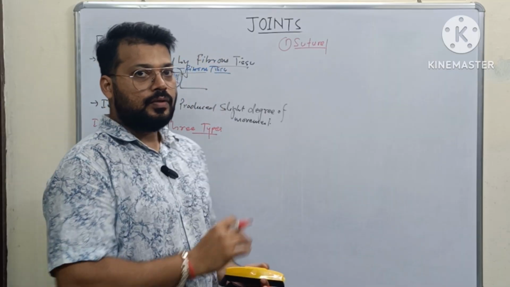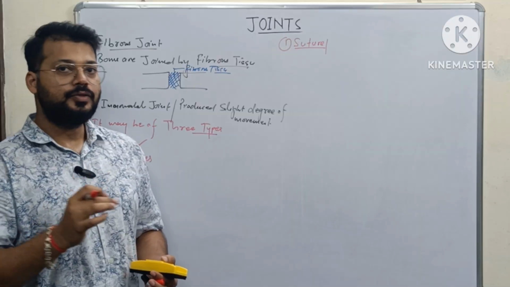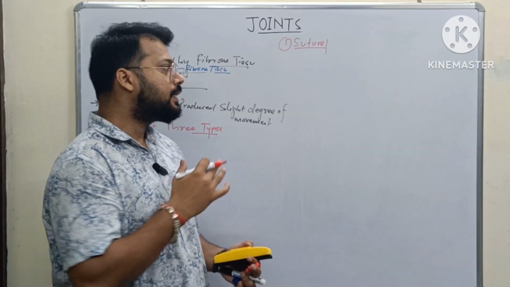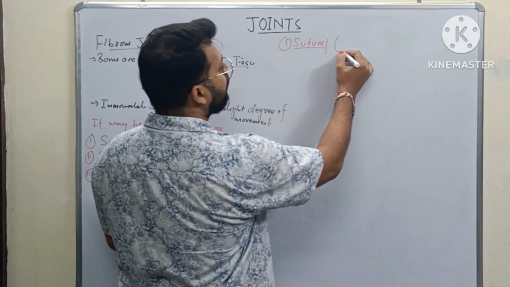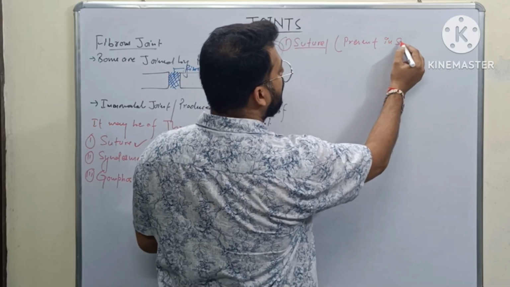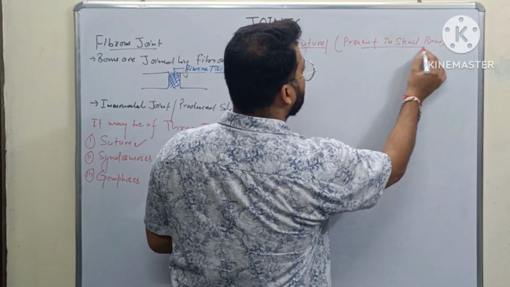These sutures, and we can say the sutural joints, are present in the skull bone, or we can say that it is the characteristic feature of the skull bone. Present in skull bone.